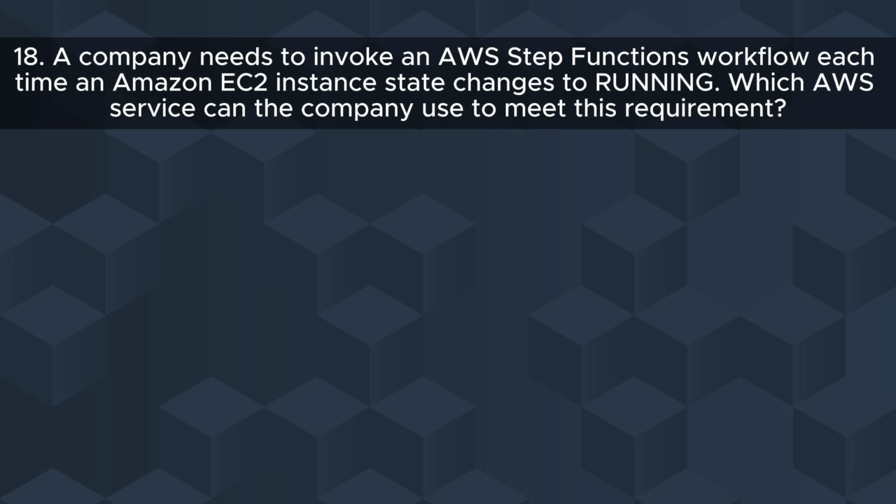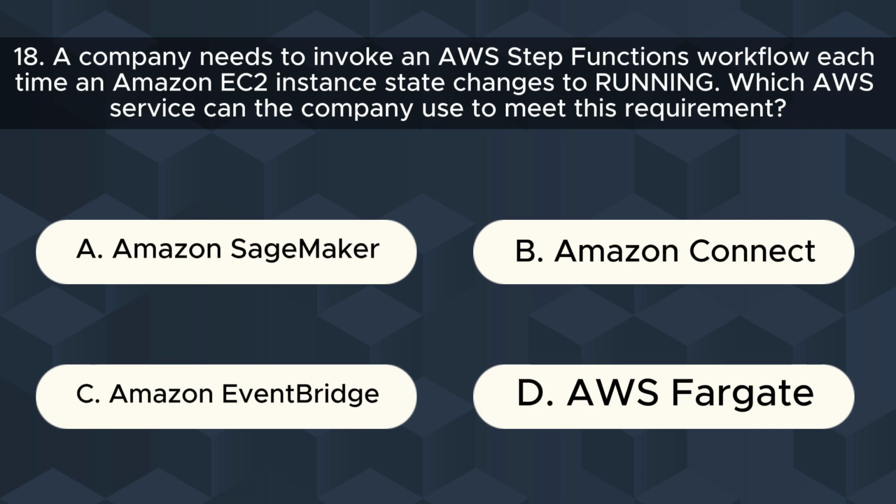A company needs to invoke an AWS Step Functions workflow each time an Amazon EC2 instance state changes to running. Which AWS service can the company use to meet this requirement? The answer is Amazon EventBridge. Amazon EventBridge can capture events related to state changes in EC2 instances and can be configured to trigger a Step Functions workflow in response to those events.